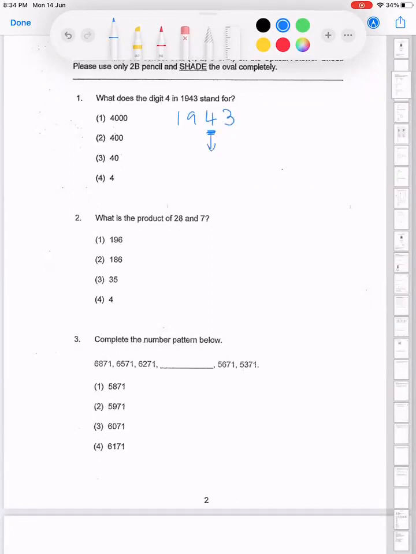So I'll just bring 4 down, bring this down. So I don't bring this down as 3, just bring it down. It will be this 40. So you can see. So therefore it's option 3.